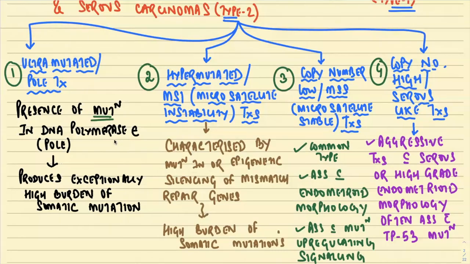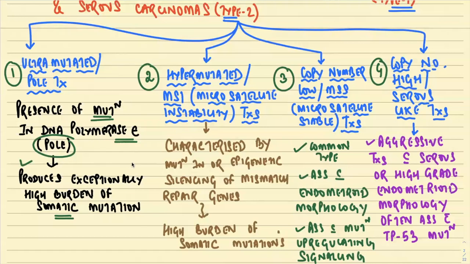So the ultra-mutated or the POLE tumors are those endometrial tumors which show mutation in the DNA polymerase E gene. That is, there is a gene called the POLE gene, and this POLE gene is basically encoding the DNA polymerase epsilon enzyme. So in this kind of tumor, there is a mutation in the POLE gene, so there is a defect in the DNA polymerase E, and this kind of mutation produces a very high burden of somatic mutation. So this is one molecular subtype of endometrial carcinoma.